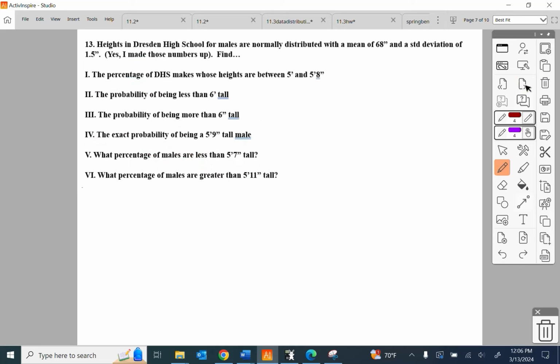Alright, I think these are technology problems. Like number 12 is a technology problem. These are technology problems because these probabilities do not exist on the bell curve. They do, but they don't. Okay? They're not anything that we've defined as easily and able to do. So heights in Dresden High School for males are normally distributed with a mean of 68 inches and a standard deviation of 1.5 inches. And yes, I made those numbers up. Find the following.